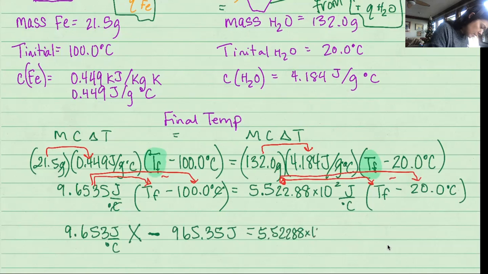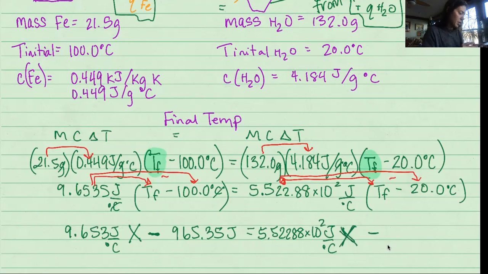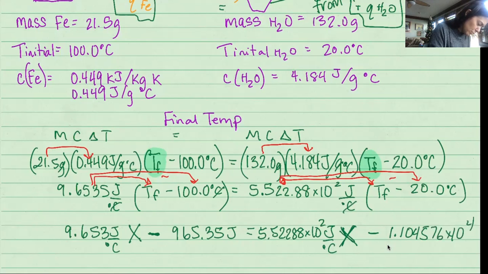5.52288 times 10 to the second joules per degree Celsius X, remember we called TF X, minus, now I need to multiply the 5.52288 times 10 to the second times 20, and that gives me 1.10456 times 10 to the fourth, and that is joules because my degrees Celsius just canceled.